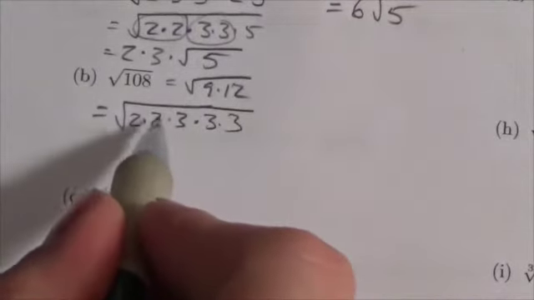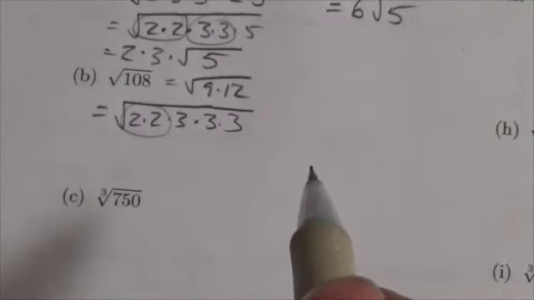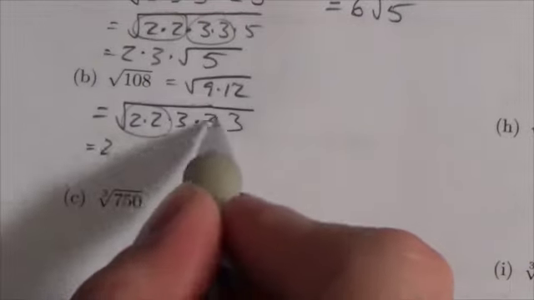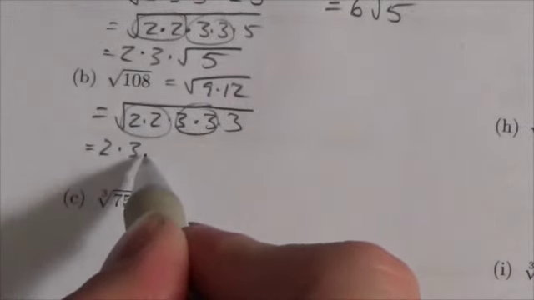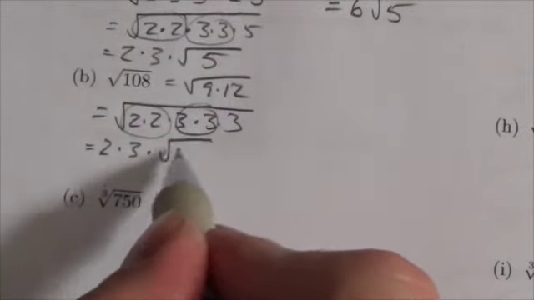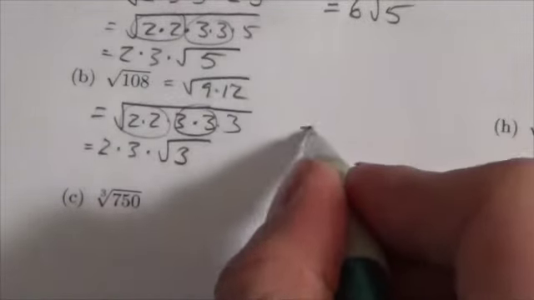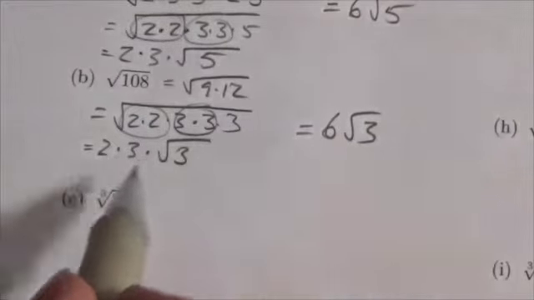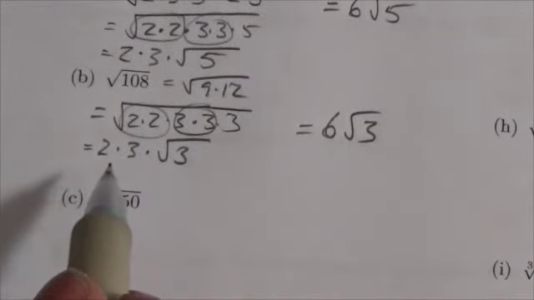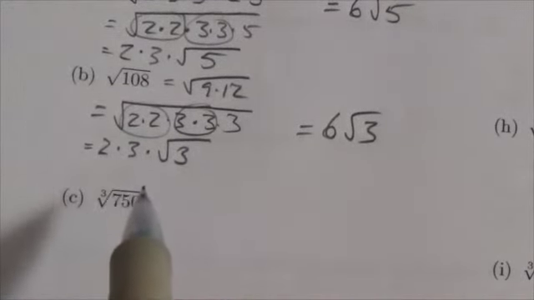Again, we're talking about a square root, so we take a pair. The 2's becomes a single 2 out front. The pair of 3's becomes a single 3 out front, and then there's a 3 here that I can't do anything with, so it just stays there, and so I'm left with 6 root 3. Now notice these are all multiplied together, they're not added. Okay, this is all multiplication.